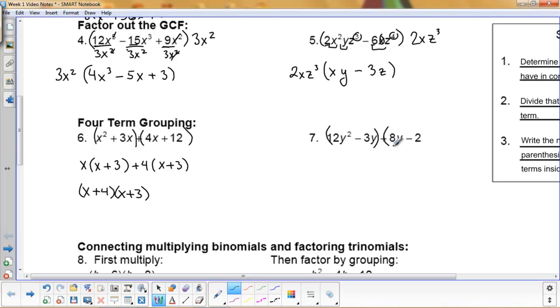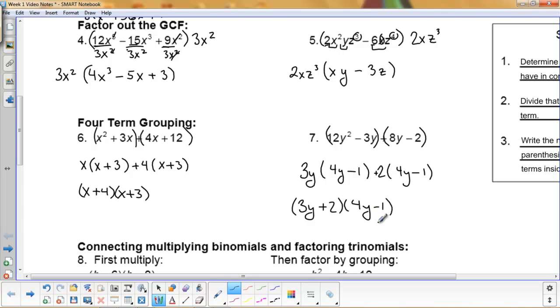Go ahead and use it again here, and you'll notice that your first GCF is going to be 3y. That leaves me 4y minus 1, and then here you'll notice that it's going to be the number 2, and that's going to be 4y minus 1. The trick that you see here is that in both of these cases, the numbers inside the parentheses match. So that has to be the case when using 4-term grouping if 4-term grouping is going to simplify a polynomial into a pair of binomials. So just keep that in mind as you move forward from here.